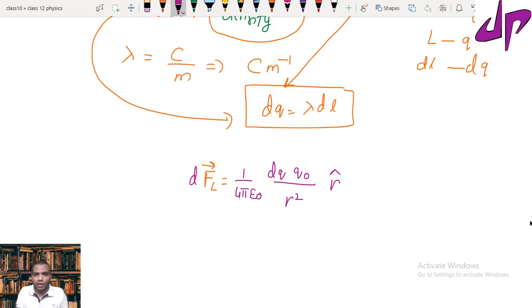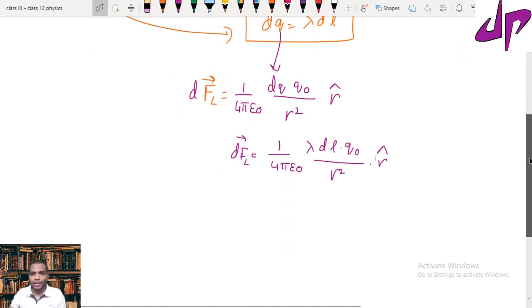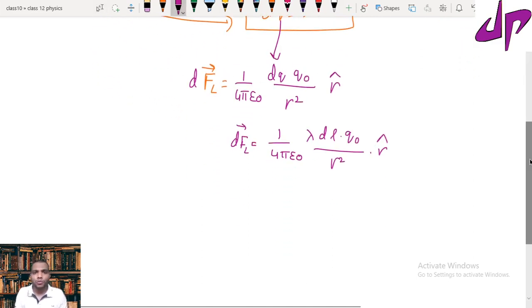Now substitute the dq value here. So now you can get the small amount of the force due to the small elemental length dl. You get 1 over 4 pi epsilon naught, dq value lambda times dl, times q naught by r square, and the direction r roof. Now this is the force due to a small elemental length, but we need to find out what is the total force.